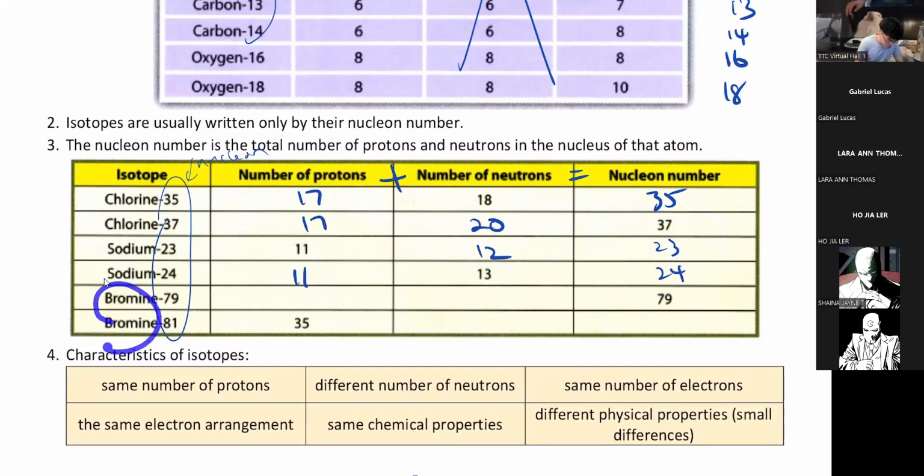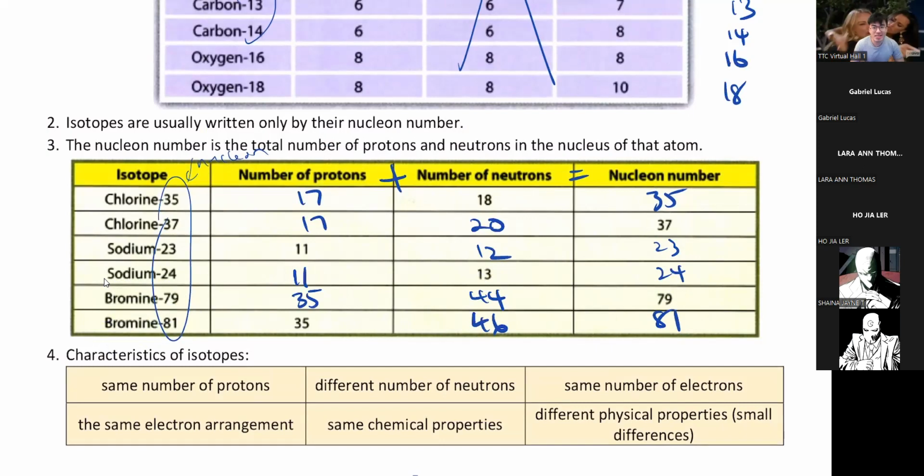Same thing, bromine 79, 81. 79 and 81 are your nucleon numbers. Same person, same IC number, so same 35. What about this? Basic subtraction. 79 minus 35, you get 44. And then 35 plus 46 equals 81.